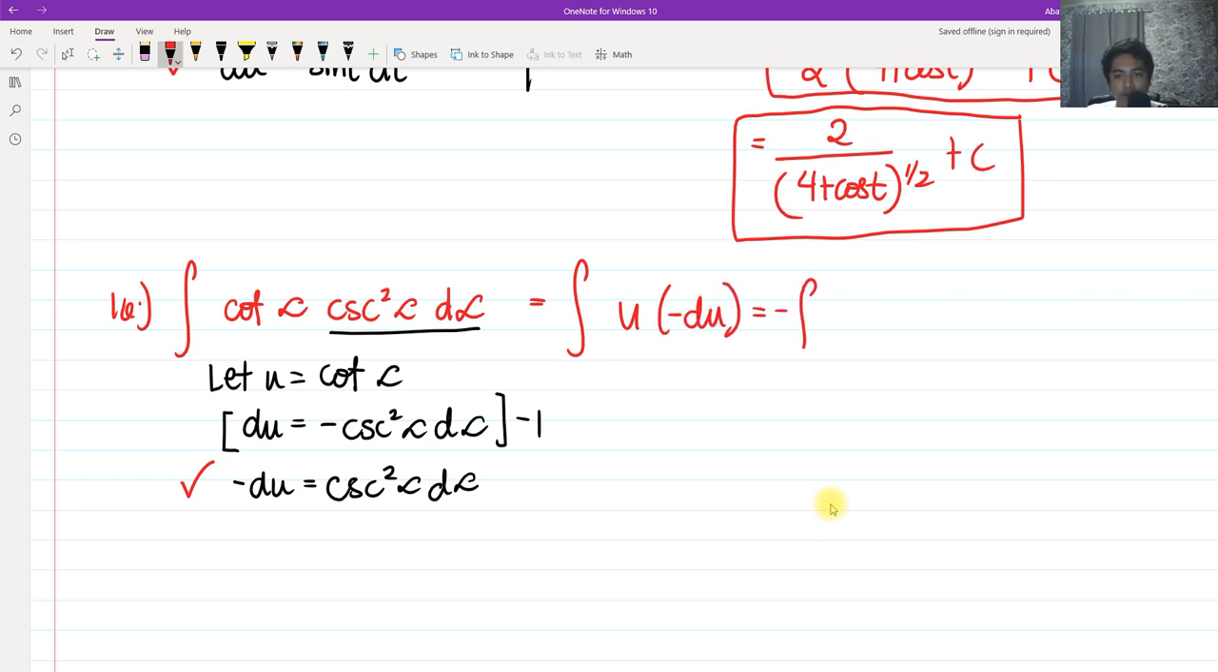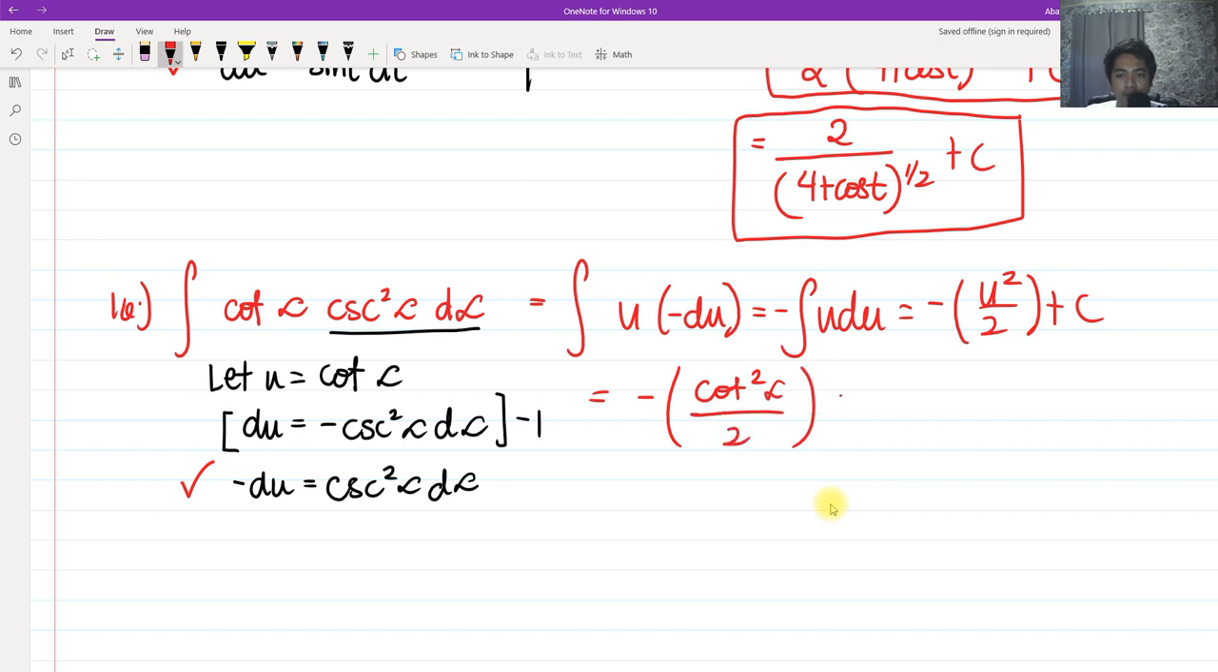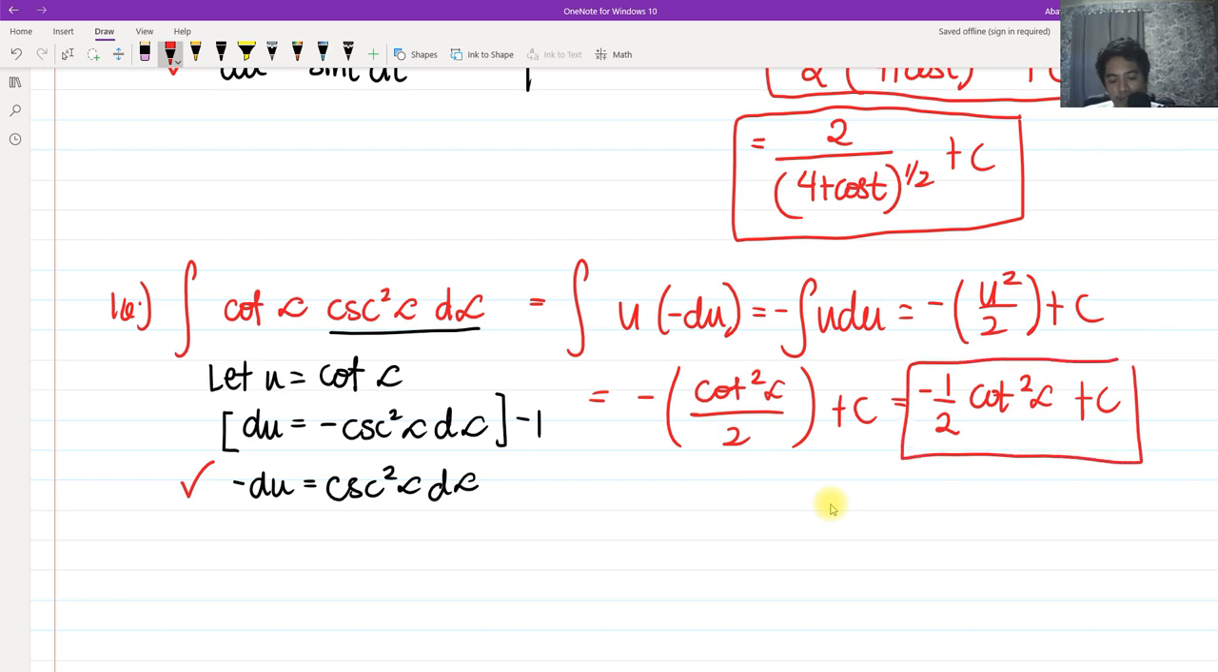So we have negative integral of u du. So that's negative u squared all over 2 plus c. So we have negative, what is our u? That's cotangent squared alpha all over 2 and then plus c. So in other words, we have negative 1 half cotangent squared alpha plus c. So that would be our final answer for getting this integral.